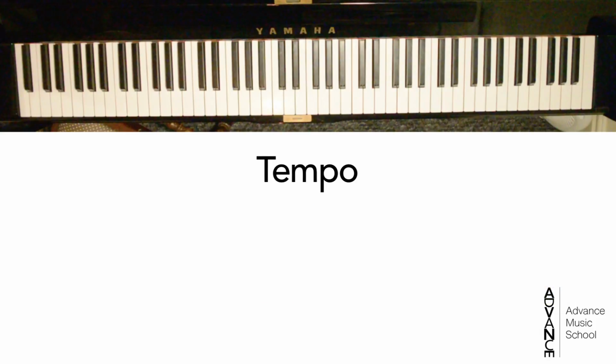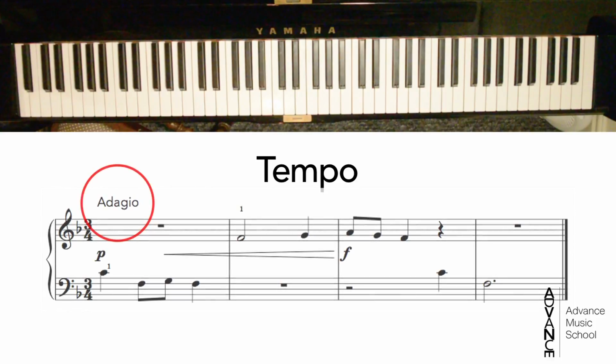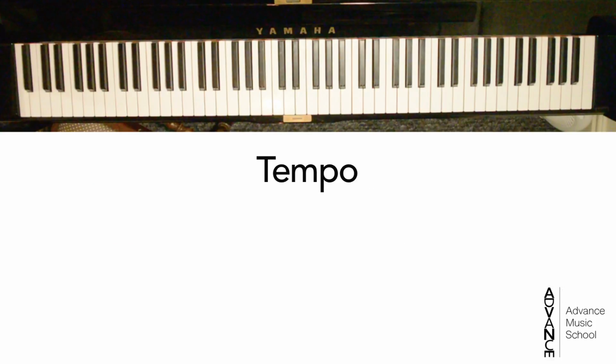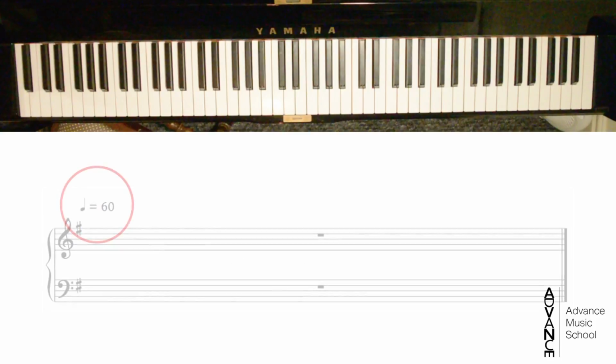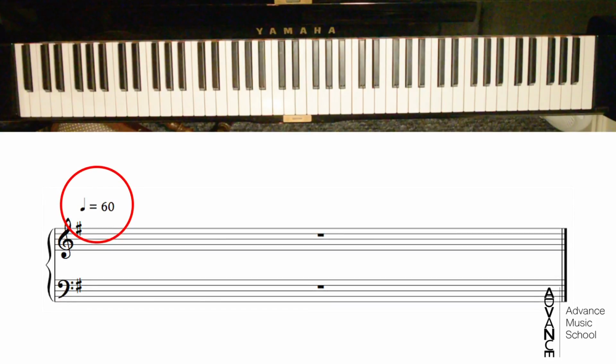Now we will look at tempos. At the beginning of most pieces of music, there is some form of tempo marking or guidance. The tempo in simple form is the speed of the piece. The most specific form of tempo is a BPM, or beats per minute. This is a metronome mark that gives you the exact speed.